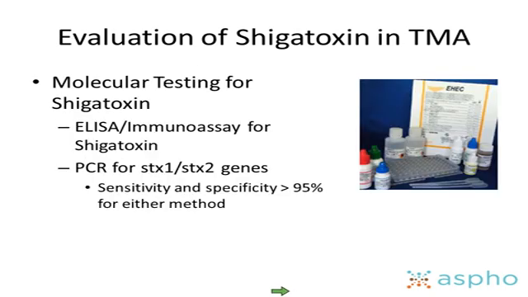So it's now widely accepted that an additional test looking specifically for the Shiga toxin is appropriate. This can be done either by an immunoassay looking for the Shiga toxin protein or by PCR looking for the Shiga toxin genes. Both of these methods are highly sensitive and specific.